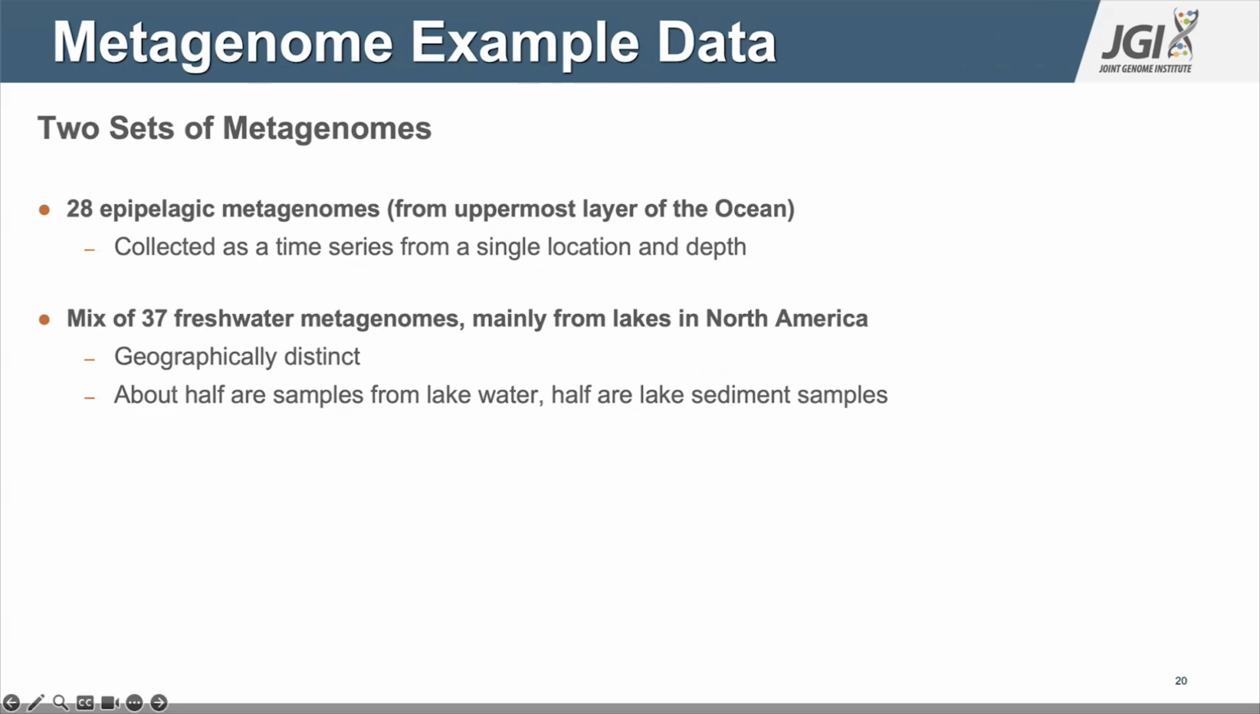And the second set has 37 freshwater metagenomes, which come from samples taken from lakes that are mainly in North America. And each sample was taken from a geographically distinct location. And about half the samples are from the lake water, and the other half are taken from lake sediment.